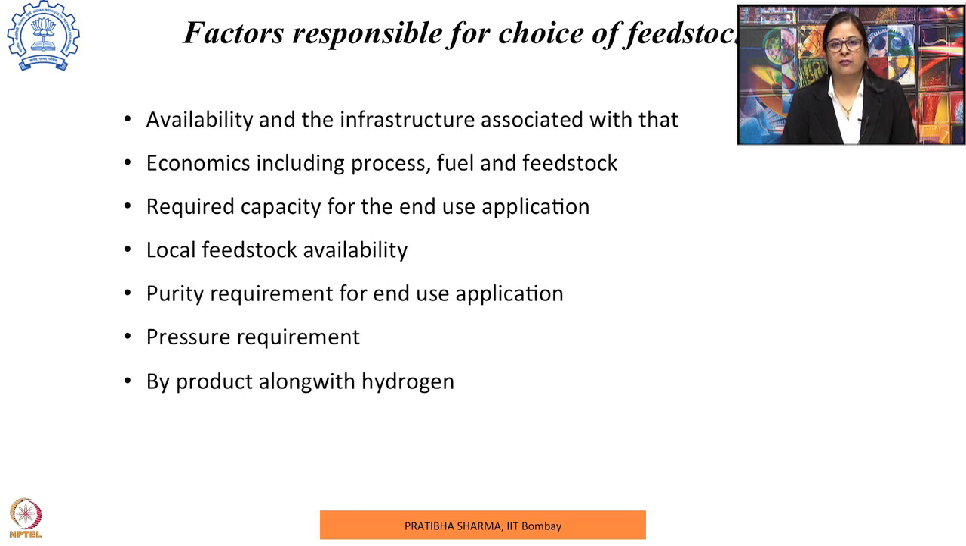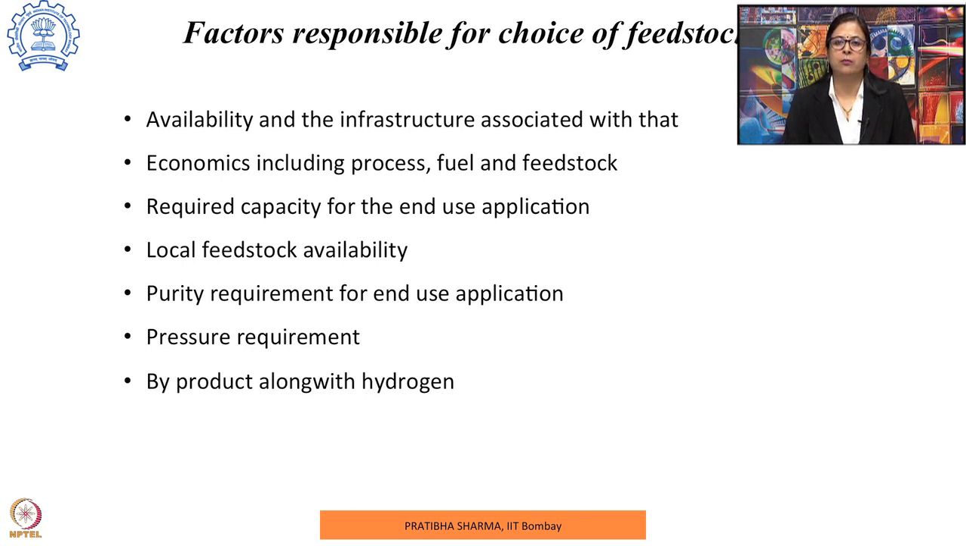So, which feedstock will be used for producing hydrogen also depends upon the requirement of the end use application. It also depends on what local feedstock is available. If coal is abundantly available, although it is very polluting and releases a lot of carbon dioxide emissions, it may still be the preferred feedstock for a particular region because the cost of the feedstock would be lower because of the availability. It also depends upon the purity requirement of hydrogen for that application. For example, for fuel cell application, we know that the purity of hydrogen should be very high. However, for other applications, such as combustion in a gas turbine, even a lower level of purity will work.